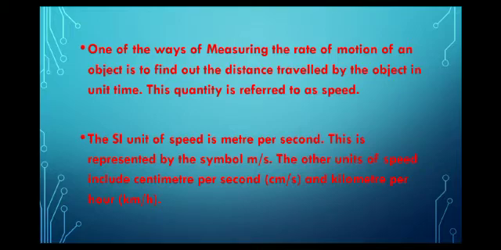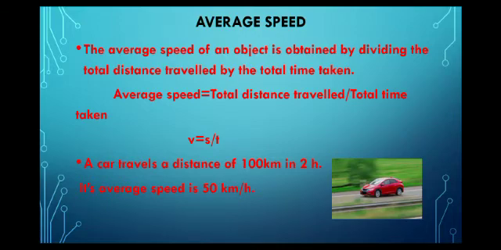The average speed of an object is obtained by dividing the total distance travelled by the total time taken. That is, average speed is equal to total distance travelled divided by total time taken. If an object travels a distance s in time t, then its speed v is equal to s divided by t.